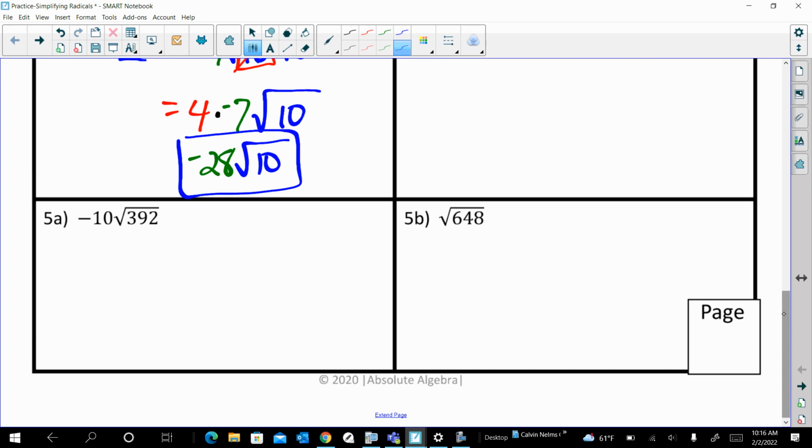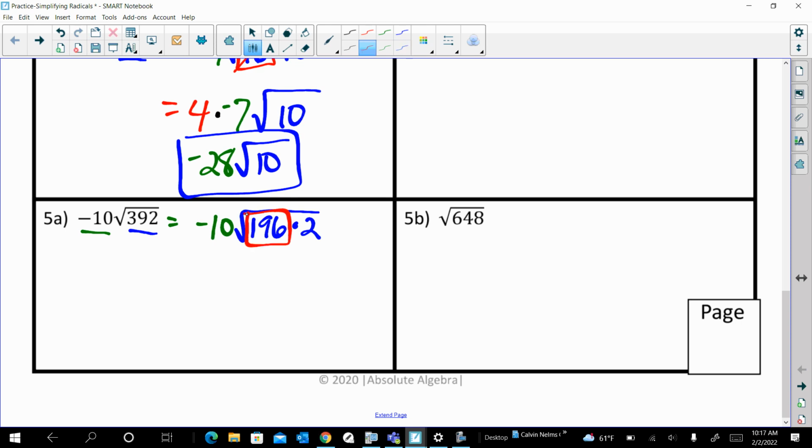All right, so same thing. We have a coefficient, the -10. That stays in front, but we need to factor the radicand, 392. Use your calculator to divide to figure out what number goes into 392. 196. Okay. So 196 times what, Janai? Times 2 gave me 392. Okay. 196 is the perfect square number.